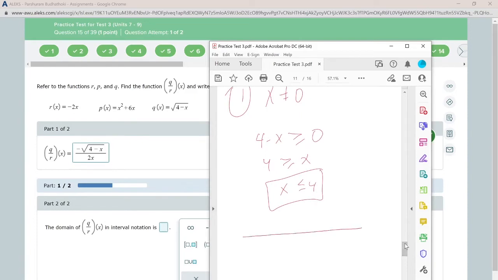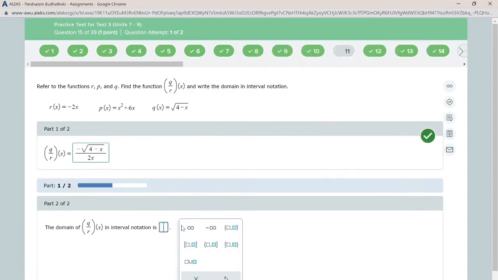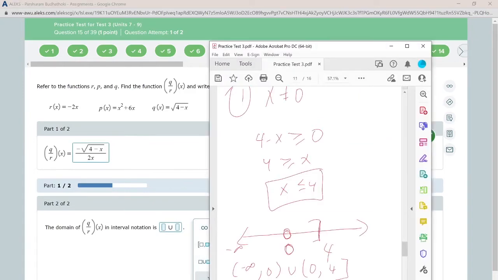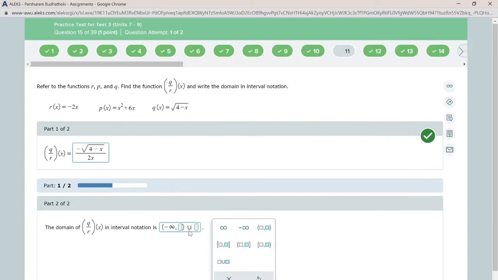The domain of this function is anything less than or equal to 4, but also not 0. So you want to keep anything else to the left side except 0. So how do you write it? You start from negative infinity, you go up to 0, you use the open parenthesis, union, you start from 0, you go up to positive 4 and use the bracket. That's how you find the domain. So negative infinity to 0, and then second part is 0 to positive 4.